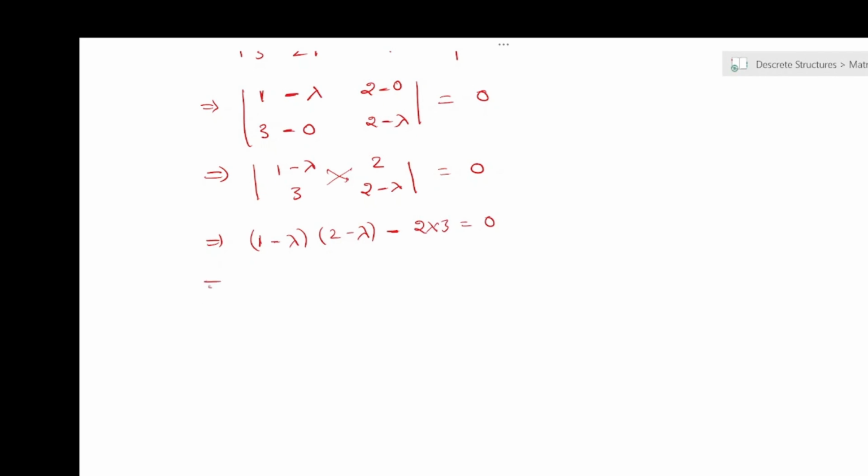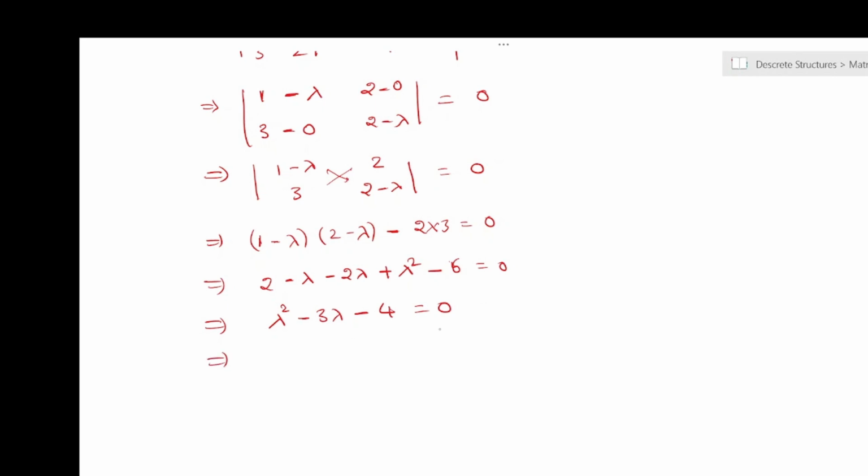This implies 1 into 2 is 2, 1 into minus lambda, minus 2 lambda, plus lambda square, minus this one 6. This is equal to 0. This implies, just rearranging this, lambda square minus 3 lambda minus 4 is equal to 0.